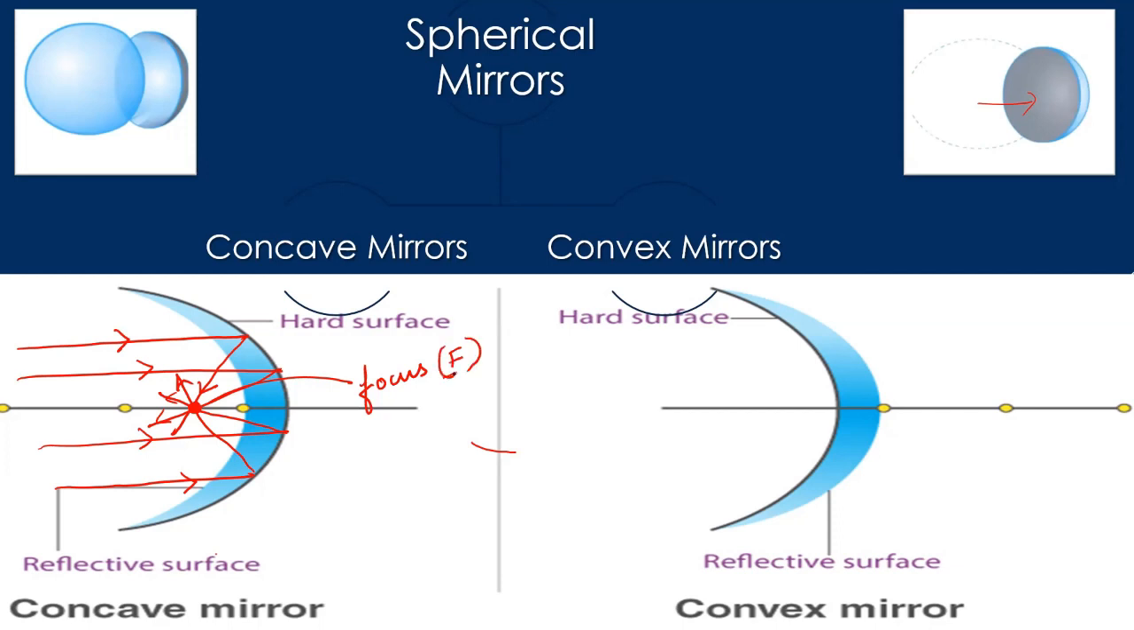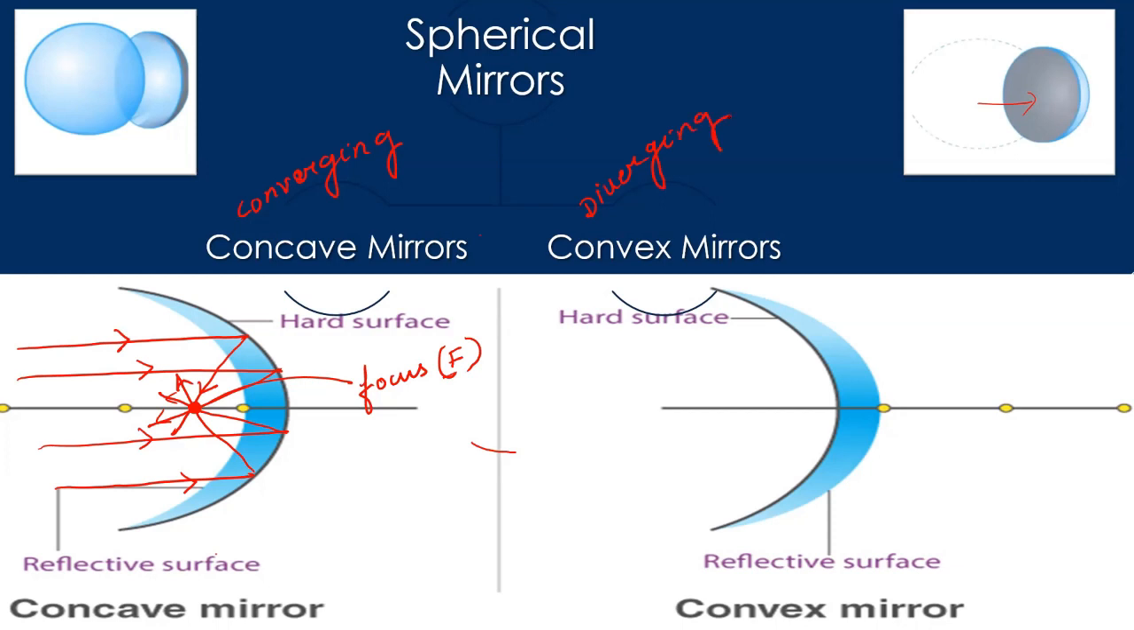Now, there's one more thing. A concave mirror is a converging type of mirror. Concave is converging, which means it will converge the light rays. If you see, the parallel rays which were coming are getting converged. On the contrary, a convex mirror is a diverging mirror. Diverging mirror means it will diverge the light rays.